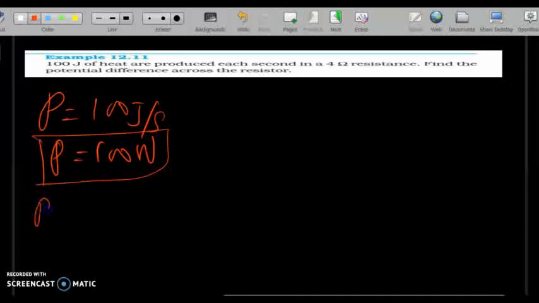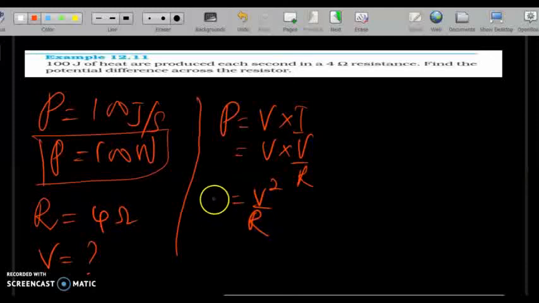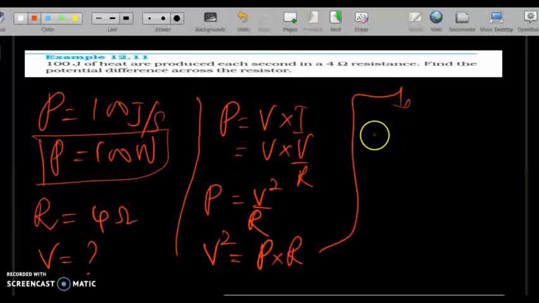And the next one, what is the resistance? Resistance of the device is 4 ohm. And find the potential difference across the resistance. So we have to calculate V. So we know well that power is potential difference, voltage into current. So I want V. So I can convert by Ohm's law, I equal to V by R. So power will be V square by R. So I want V. So V square equal to P into R.